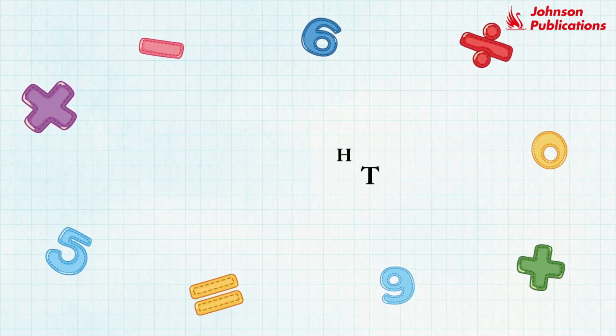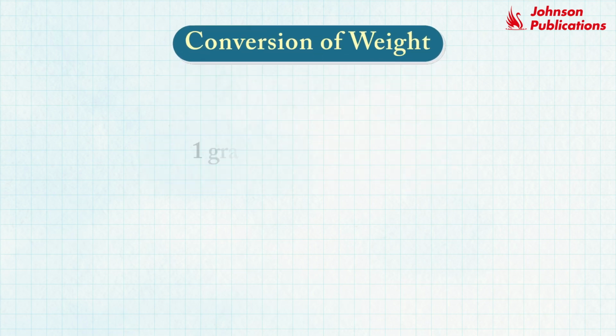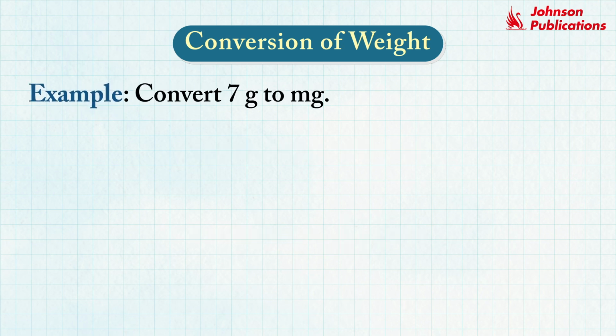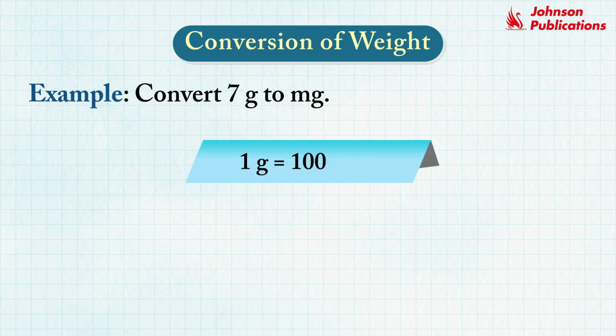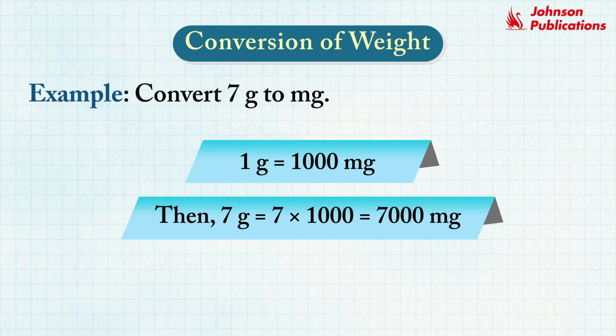Weight. Let us understand conversion of weight. 1 gram is equal to 1000 milligrams. 1 milligram is equal to 1 upon 1000 grams. Example: convert 7 gram to milligrams. We know that 1 gram is equal to 1000 milligrams. Therefore, 7 grams is equal to 7 multiplied by 1000 equals 7000 milligrams.